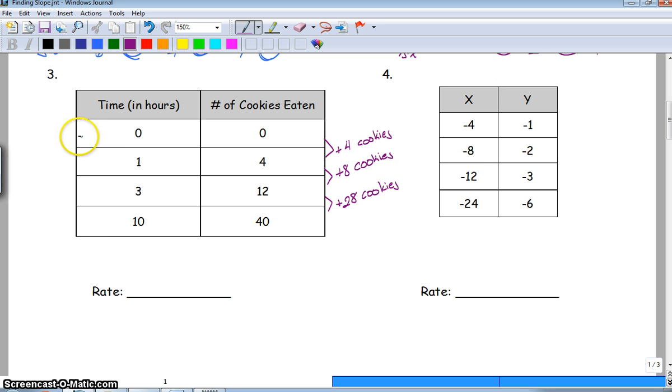Then find your change in time, change in hours. 0 to 1, up by 1 hour. 1 to 3, up by 2 hours. 3 to 10, up by 7 hours.